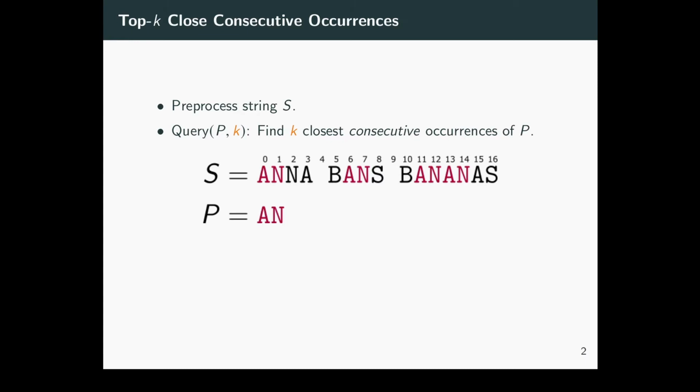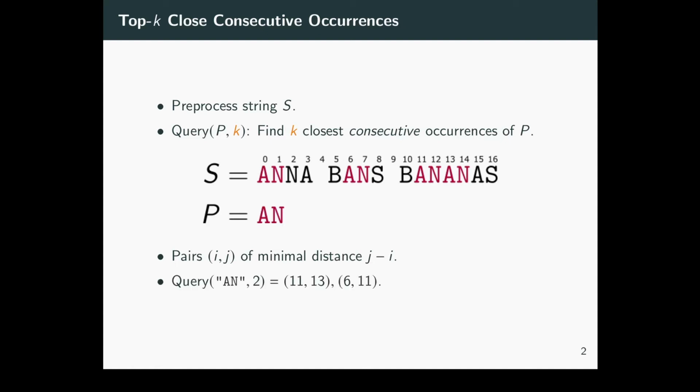In this work we study a variant of this problem. We still want to pre-process S, but now our query consists of both a pattern P and an integer K, and the goal is now to find the K closest consecutive occurrences of P in S. Here a consecutive occurrence is a pair of occurrences of P, such that no other occurrence of P is found in between, and we want the K closest ones where we measure the distance between the starting positions.